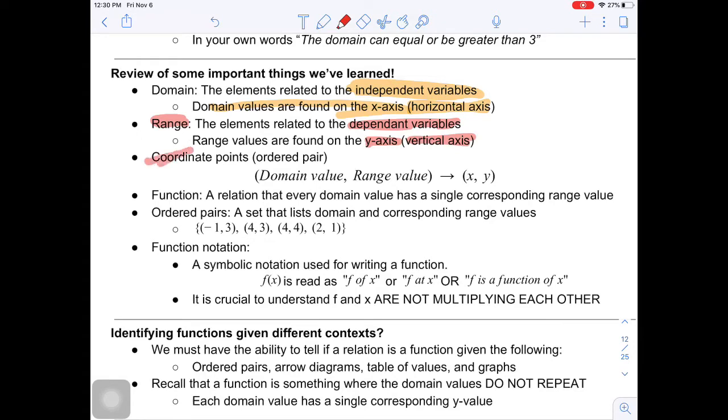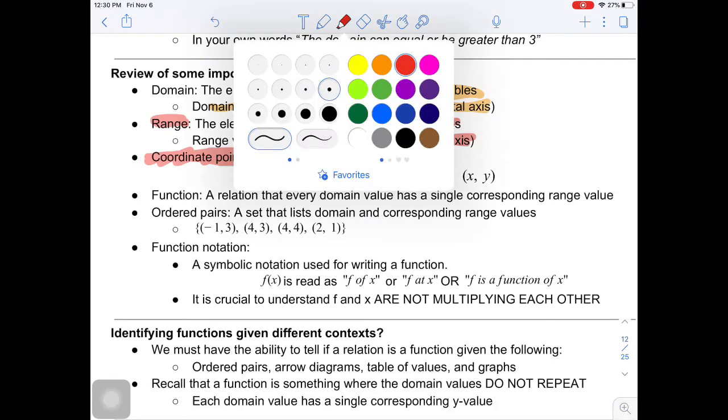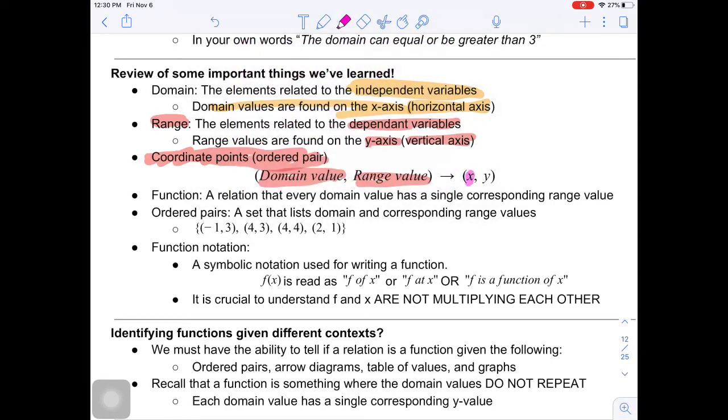Then we've talked about coordinate points, also known as ordered pairs. When you list a coordinate point, you list the domain value and then the range value. That being said, it's easiest to just think of it as your x and y coordinates. Your x coordinates are found on the horizontal axis, and your y coordinates are found on the vertical axis. Maybe I'll use a different color to represent that so it doesn't get too confusing.